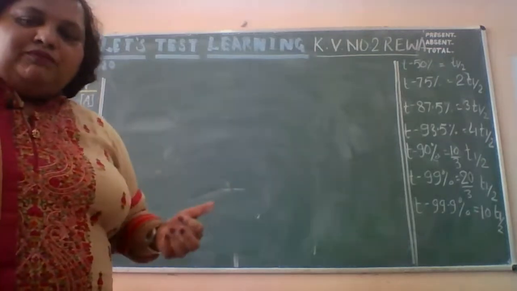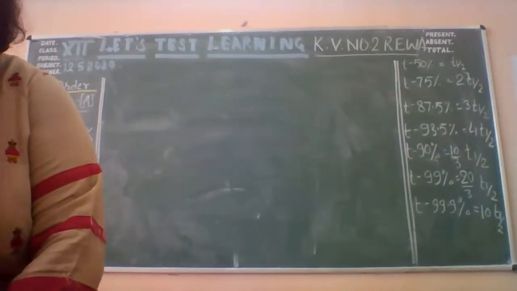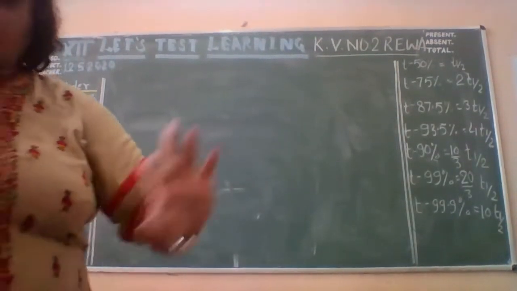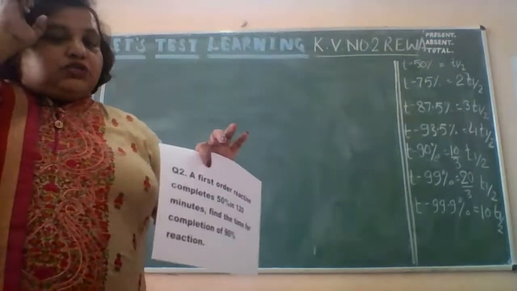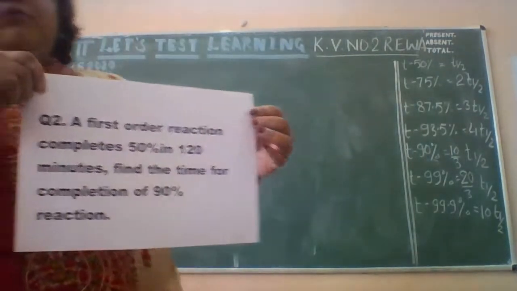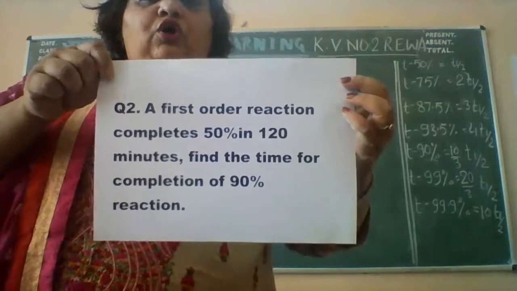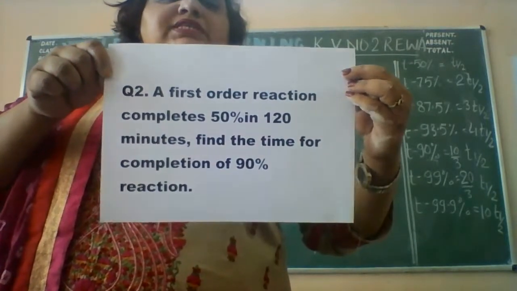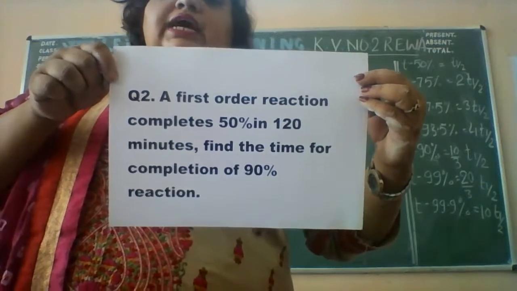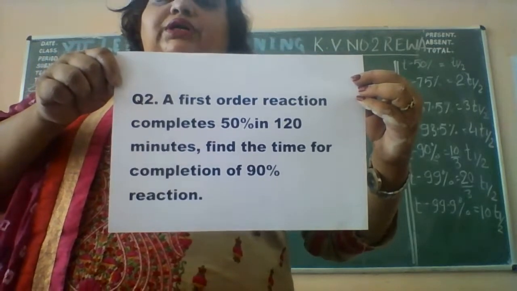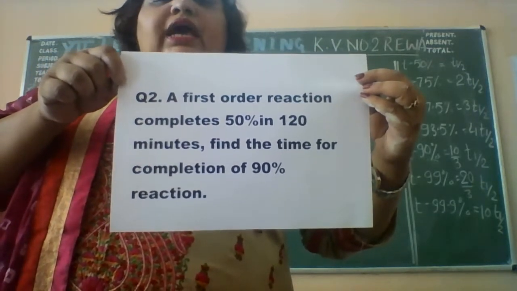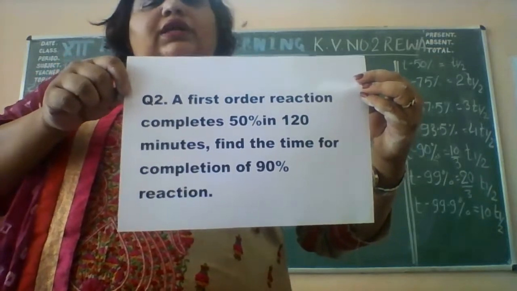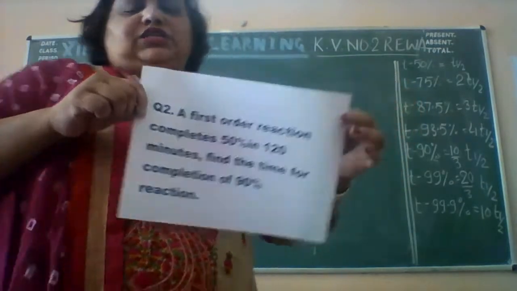Shall I move with a new question? Now, two methods are here for this question. First of all, I'm reading the question, right? For a first order reaction, 50% of the reaction completes in 120 minutes. Calculate the time for the 90% completion of the reaction.